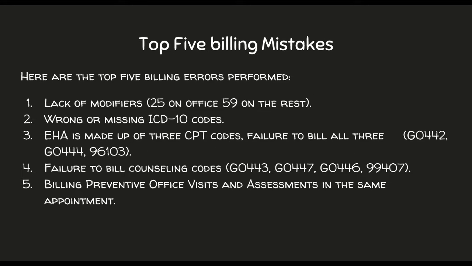Our top 5 billing mistakes are failure to apply the modifiers. You will always need modifiers when you're doing other codes in addition to your office visit. Failure to put those on will result in a denial. Wrong or missing ICD-10 codes. A very common mistake is to utilize the Z13.89, which is for screenings, for 96103, which is not allowable. Failure to use all 3 codes for the EHA, failure to utilize the counseling codes that are available, and that very common mistake of doing the EHA along with a preventive visit. If you'll avoid those common mistakes, you'll be doing really well.